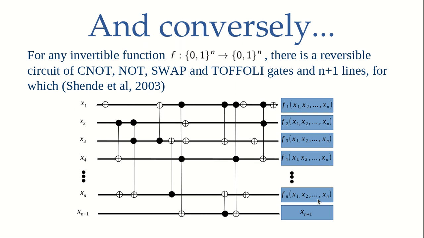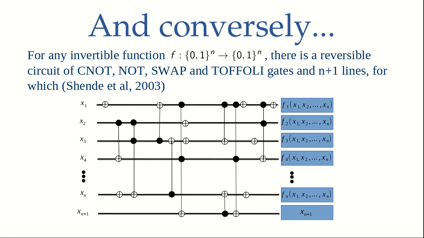And conversely, there is a result that says that if we have a function from n bits to n bits that is invertible, then we can also build a reversible circuit that computes this function in a certain sense. And the way that it computes this function is that if we place some input pattern here on the left side and we apply this circuit, then the output pattern will coincide with the function f applied to the input on the first n lines.